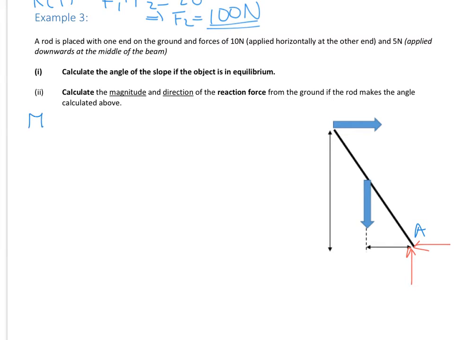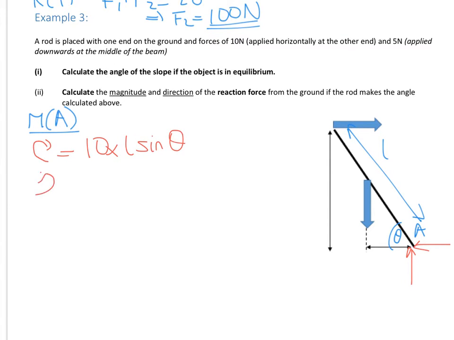So we're going to take moments about A, so anything at A is multiplied by 0. And I'm going to say the beam is length L and at an angle of theta. So essentially this distance here is going to be L. So we need some perpendicular distances. For the 10 force, we need this distance here because that's the perpendicular distance. So that would be L sine theta. So going clockwise, we have 10 newtons times the length times sine theta.